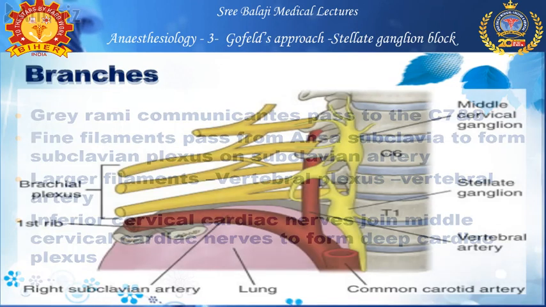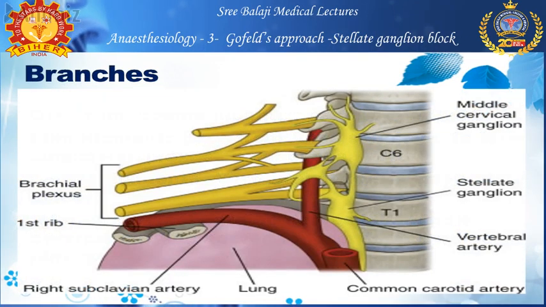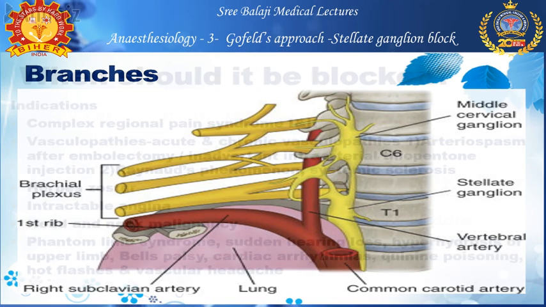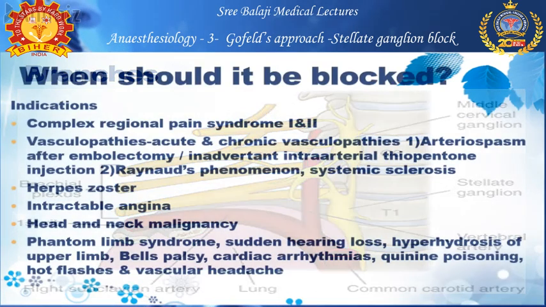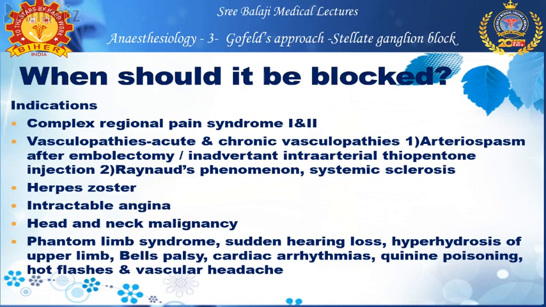This picture once again shows us the branches of the stellate ganglion. Here we can very well see the vertebral plexus encircling the vertebral artery, as well as the sympathetic supply going into the upper limb through the subclavian artery. When should it be blocked? Now we are entering the most important part, which is the indications: when this sympathetic ganglion can be blocked.